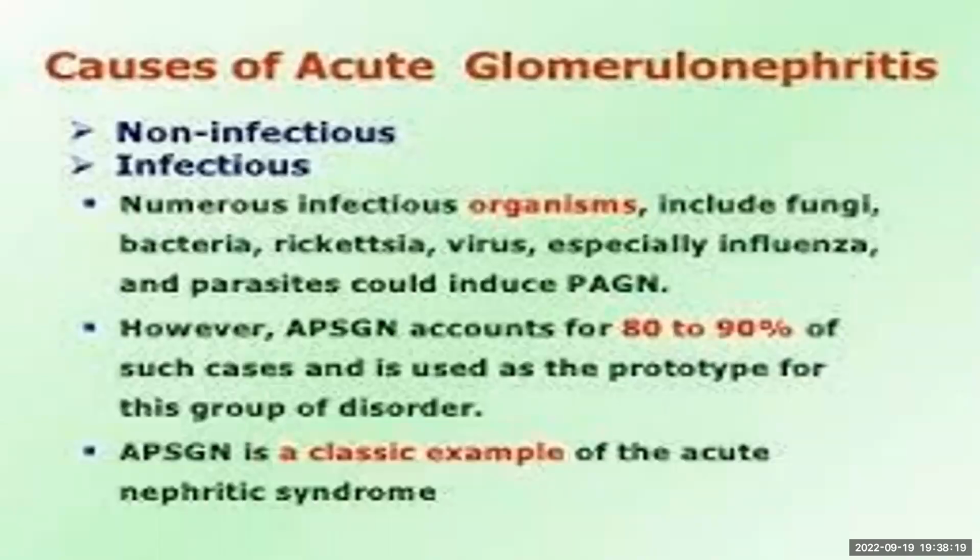And what are the causes of acute glomerulonephritis? It is either non-infectious or infectious. We know that viruses, bacteria and parasites will affect, which is infectious acute glomerulonephritis. Non-infectious acute glomerulonephritis is due to sudden onset of conditions like refractory hypertension, or accelerated or idiopathic hypertension.